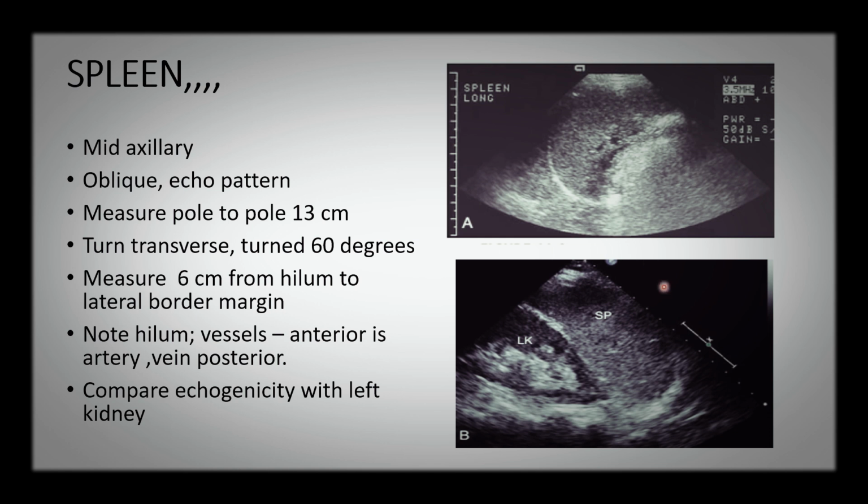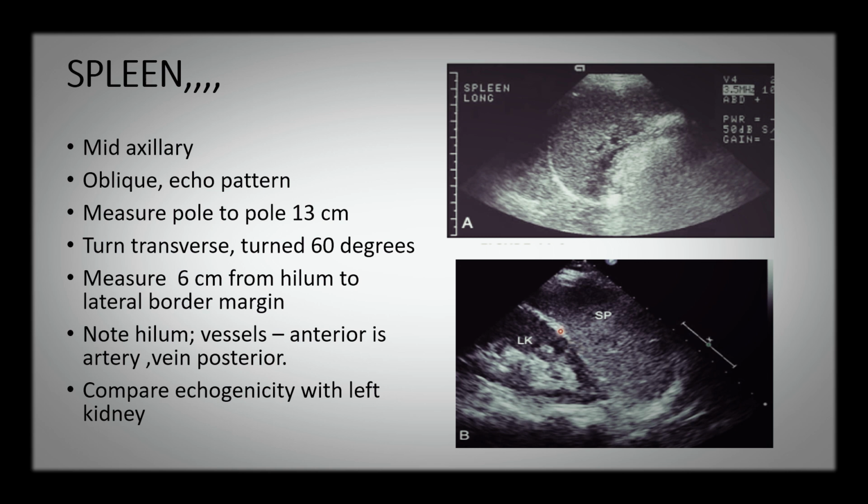So when you turn around 60 degrees, that's when you get a transverse view of the spleen. Whereas from the hilum to the outer part of it, you do get the diameter, which shouldn't exceed 6 centimeters.